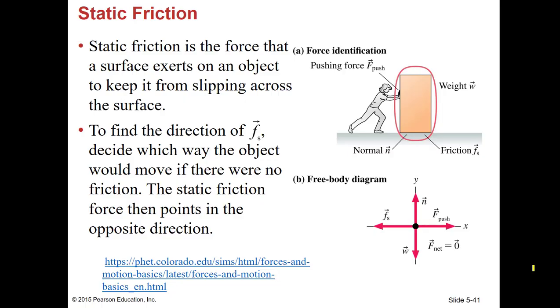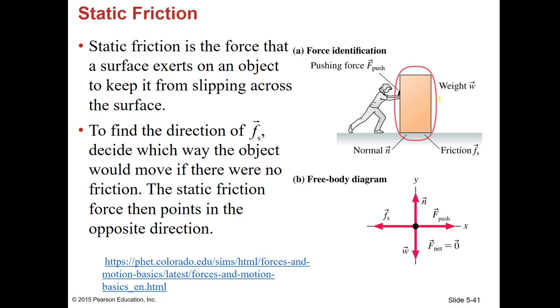Okay, so we're going to see we have two different kinds of friction. We've already talked about it in class. We'll just talk about it in more detail here. So static friction is the force that a surface exerts on an object before it starts moving. So in the picture here you can see that this is not moving yet. The person pushes, it doesn't move. The person pushes harder, it does not move.